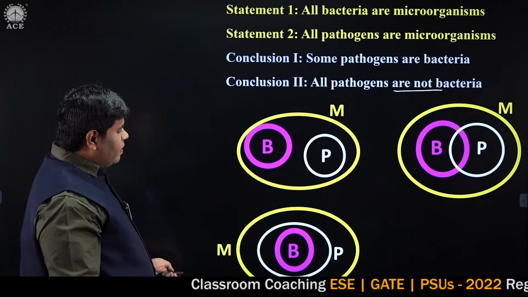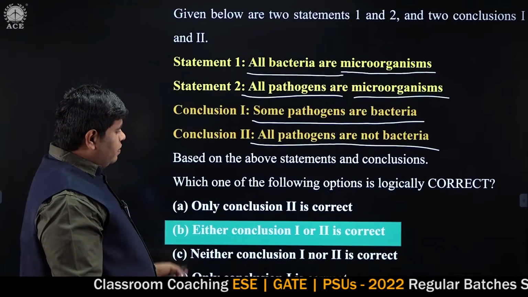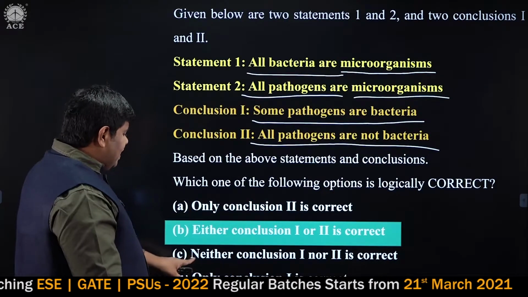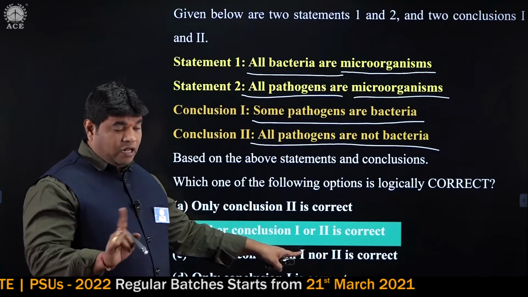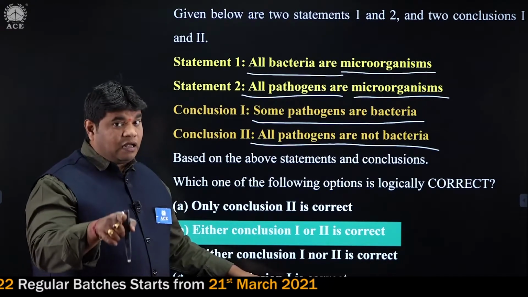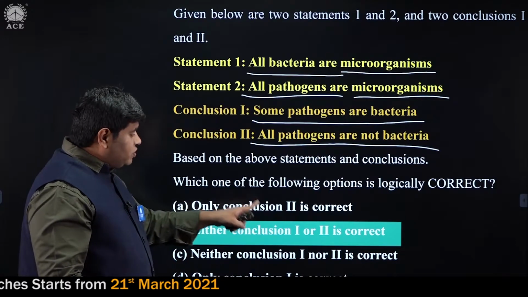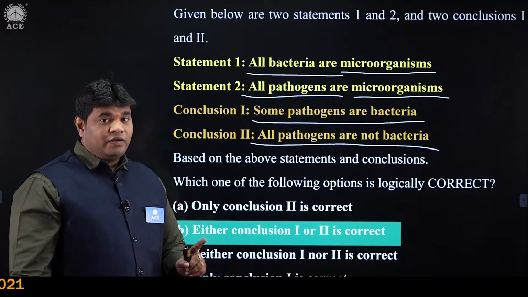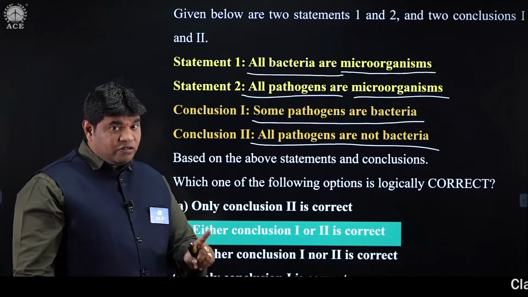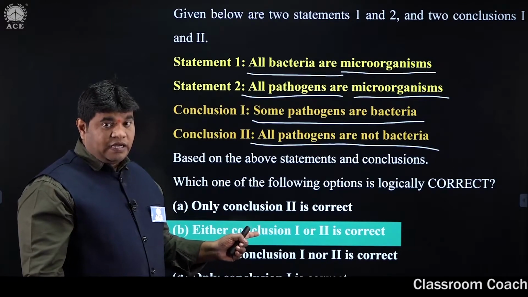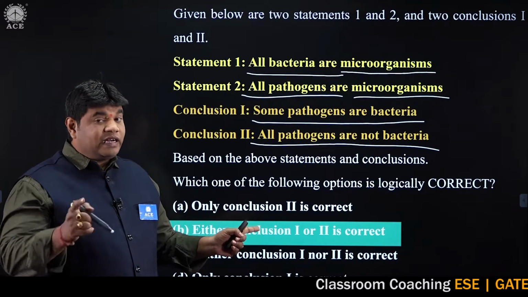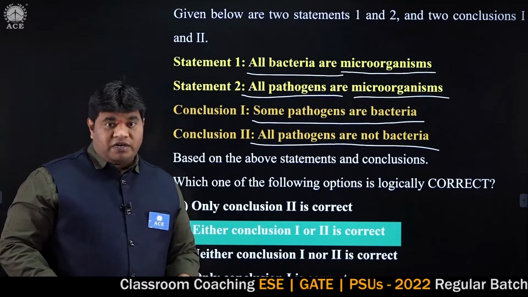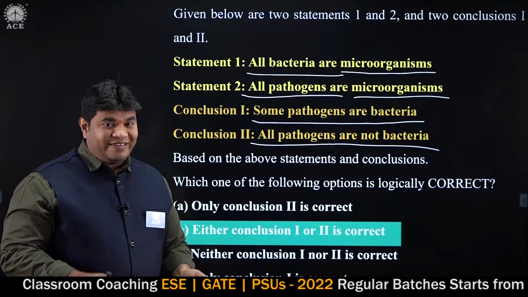Look here. Only conclusion 2 is right: wrong. Neither conclusion 1 nor 2: wrong. Only conclusion 1 is correct: wrong. So what is possible here? Either conclusion 1 or 2 is correct. So the option is B. Got it? Depending upon the conclusions, we arrange the diagram. Sometimes we get the answer neither nor; that depends upon the conclusion. But here, based on the given conclusions, option B is satisfied logically. Right? Next.